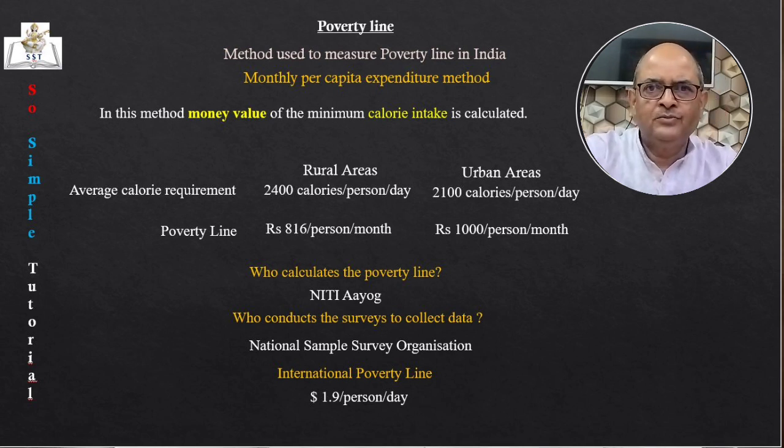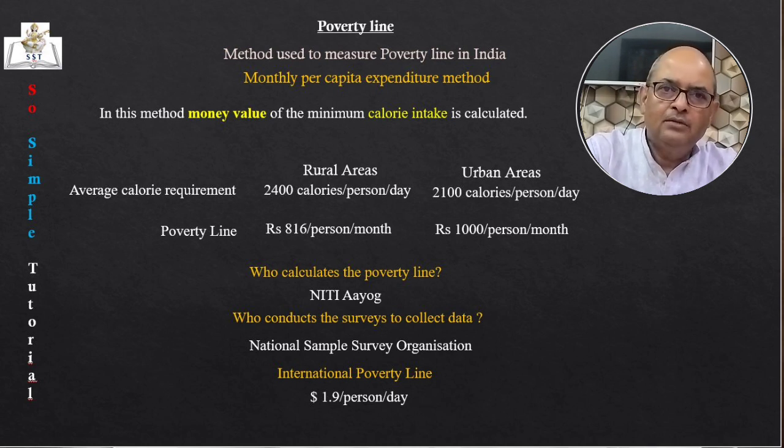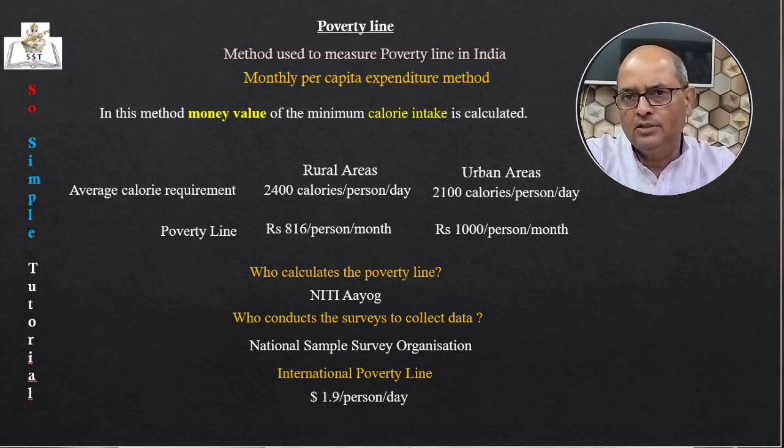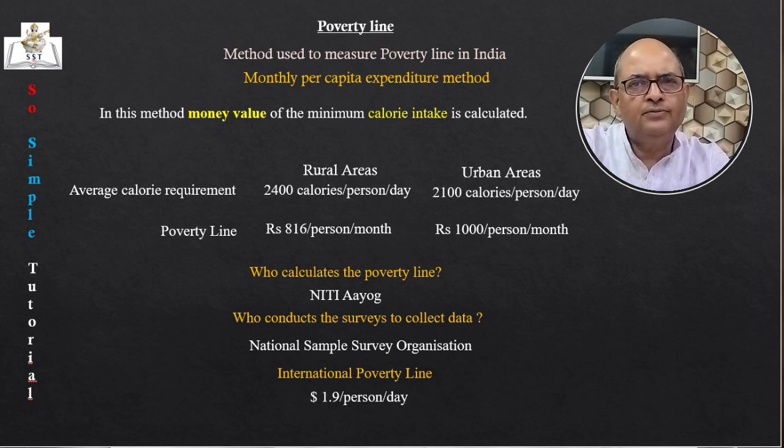At this point of time, some of you may be thinking, who finds out what should be the poverty line? Who does this much of calculations? Students, the calculation of poverty line is carried out by the NITI Ayog usually every 5 years based on the data collected by the National Sample Survey Organization, normally called NSSO. It is basically the NSSO which conducts the surveys to collect the data. So data collection is done by NSSO and calculation of poverty by NITI Ayog. NSSO comes under the Ministry of Statistics Program Implementation.